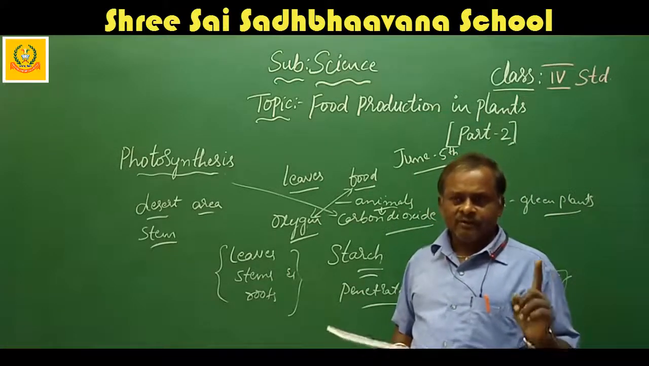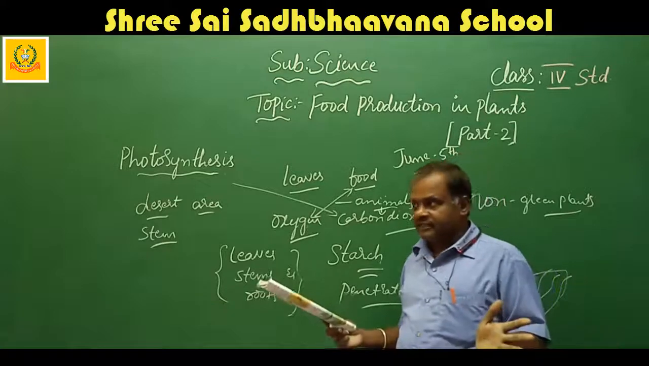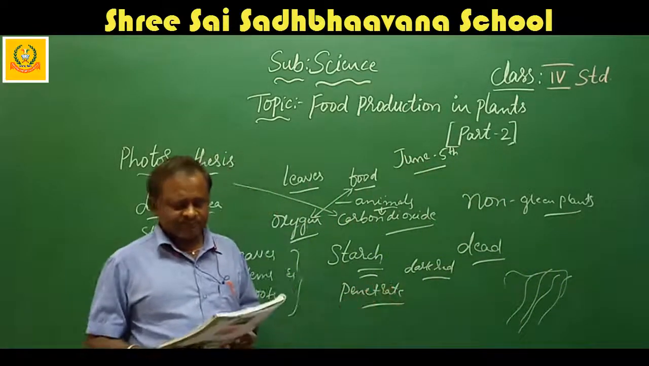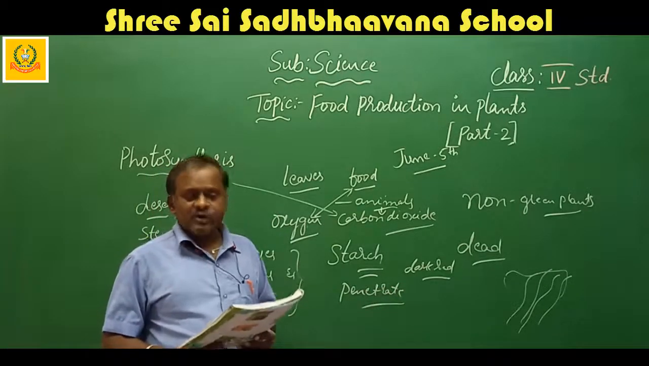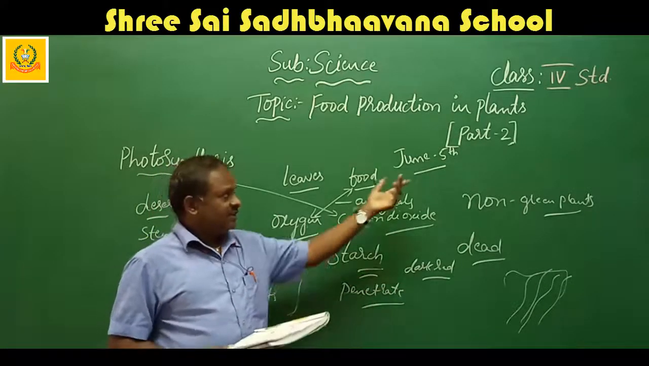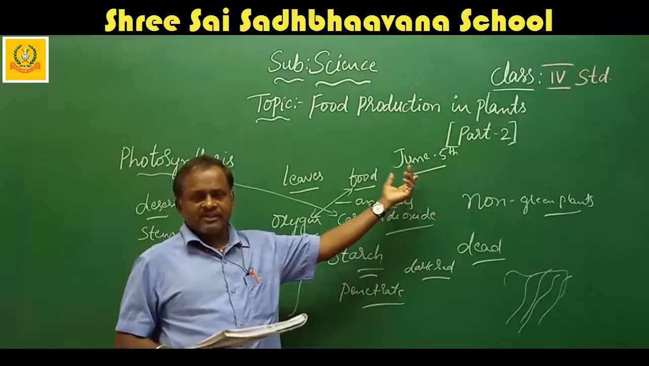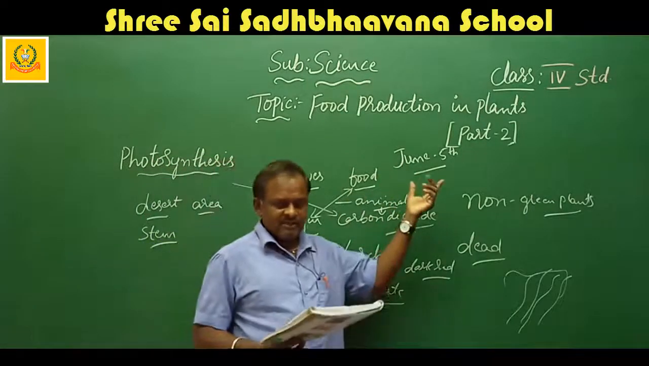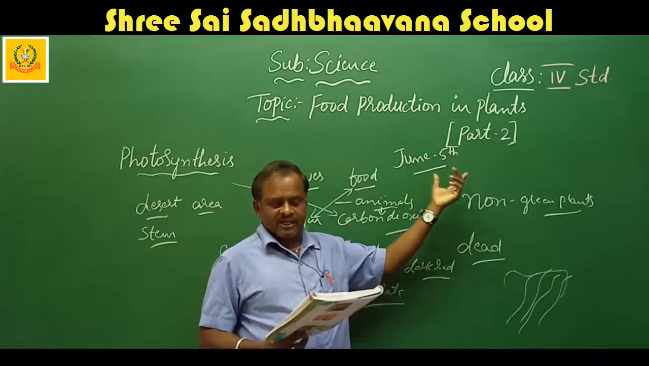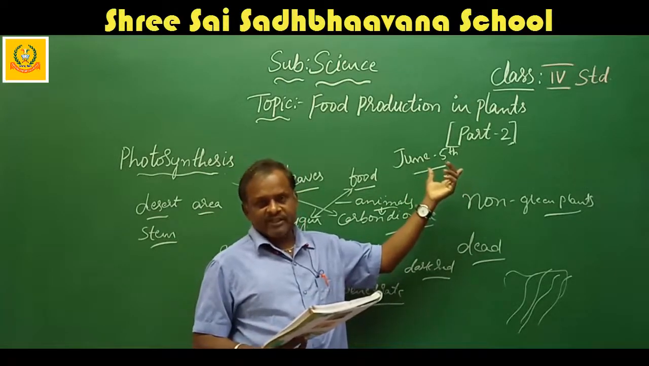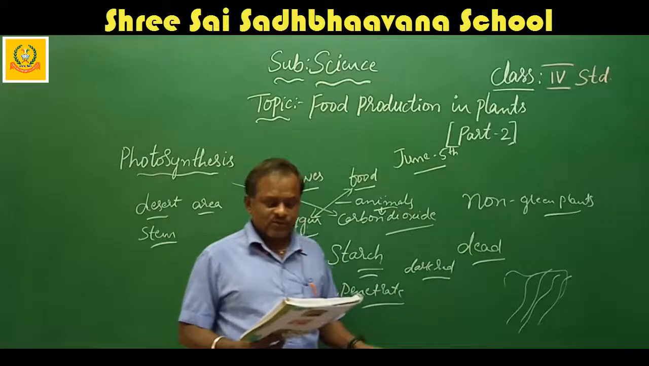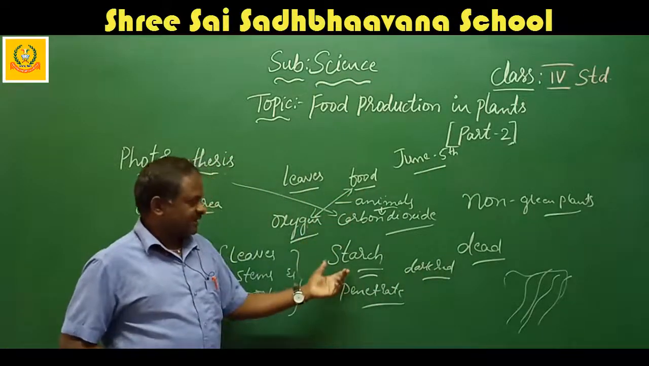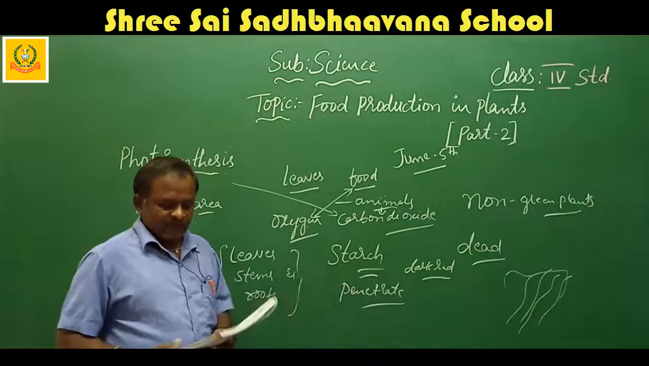Each one should plant one plant. Then the number of plants on the earth will be more. And Vana Mahotsav programs are also done on this day. Vana means forest, Mahotsav means celebration. Vana Mahotsav program helps to promote the planting of trees. Okay. The stored form of sugar is called starch. The food stored is called starch.